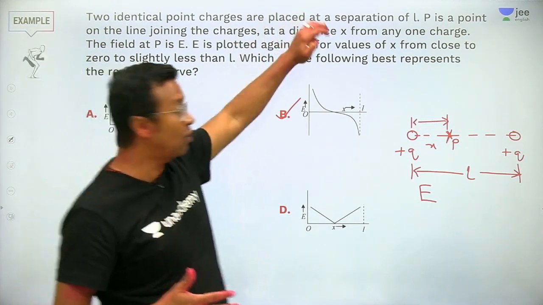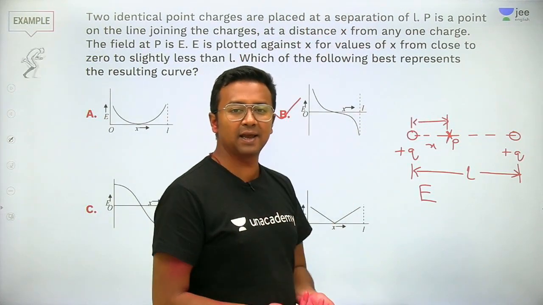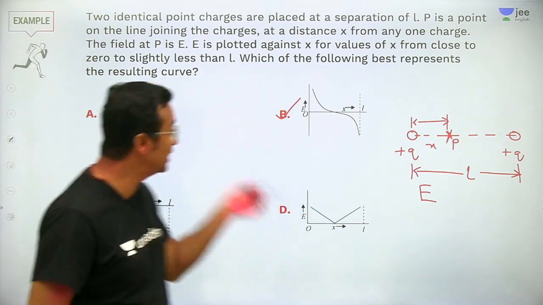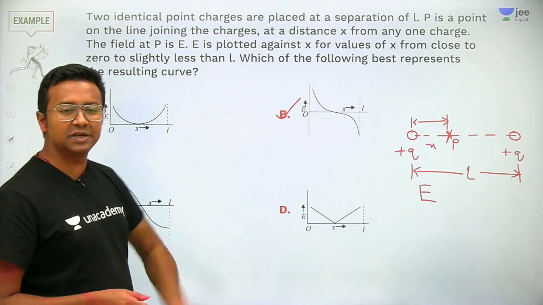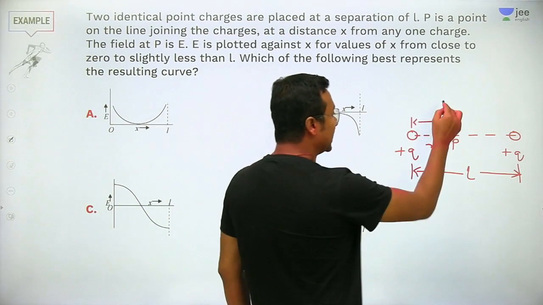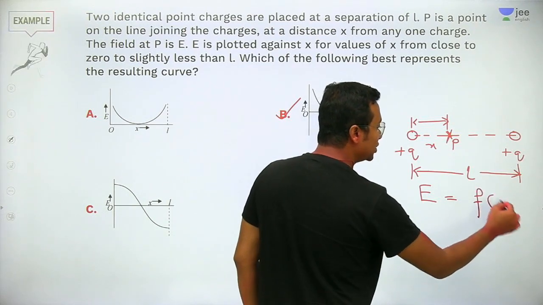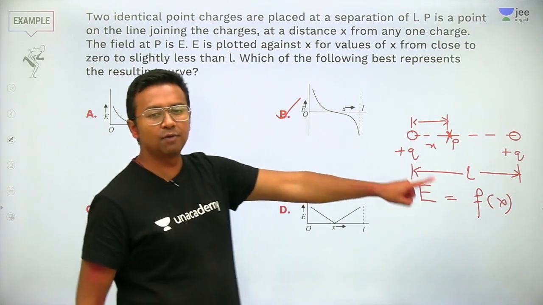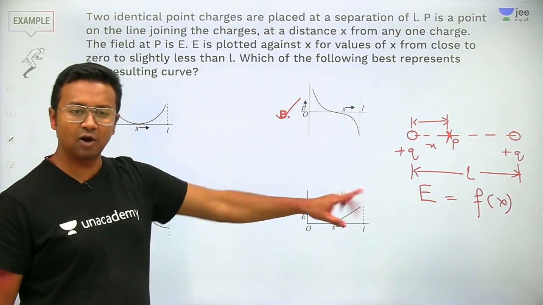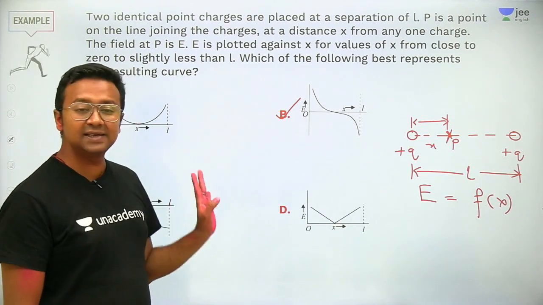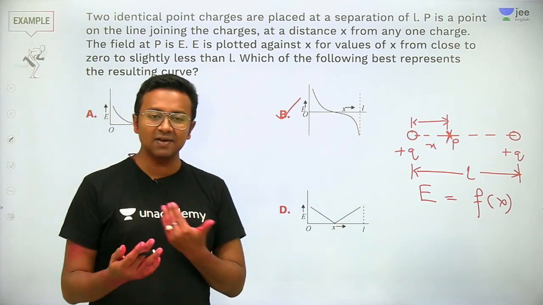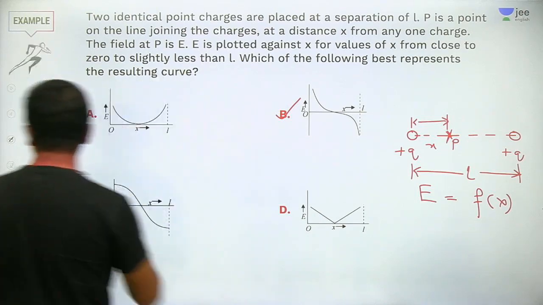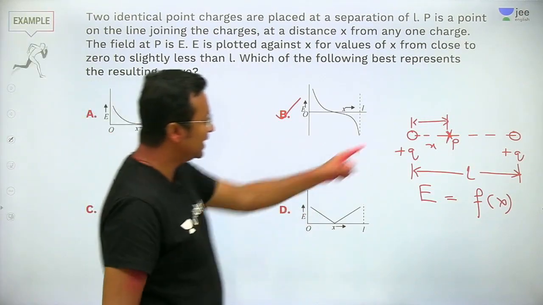Generally for these kinds of questions, there are two recommended methodologies. Number one, you can do it analytically by looking at the graphs, using the elimination method. Number two, you find an expression for the electric field as a function of x, and then see which graph best represents this function. The easier, most time-saving method is the analytical method. Now let's try to understand what is happening in this scenario.